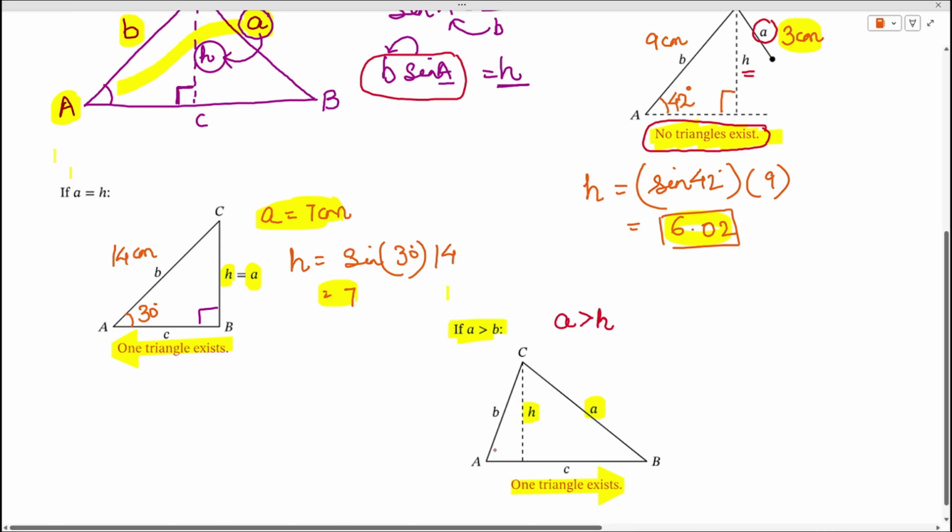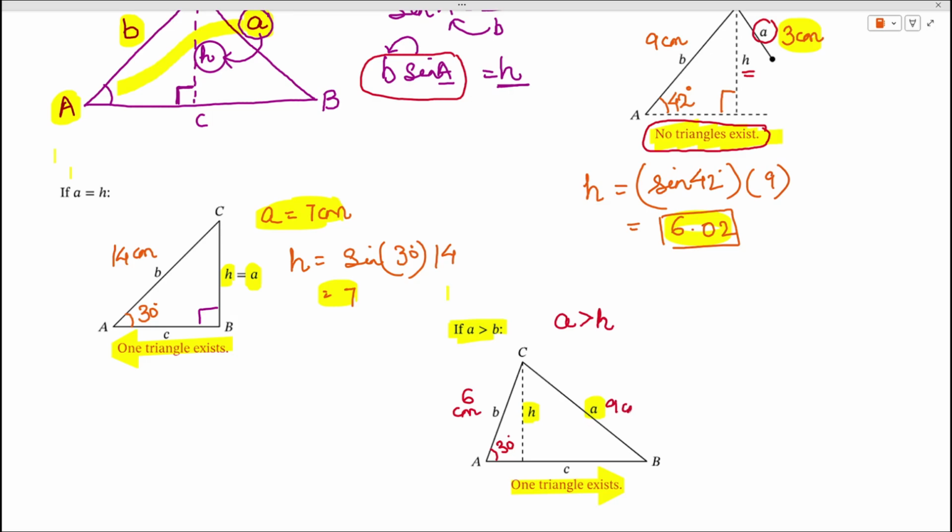Now let us consider this angle given to us as 30 degrees, the side B given to us as 6 centimeters, and the side A given to us as 9 centimeters. So the very first thing is we'll find out the height. The height is equal to sine of the angle multiplied by 6. So this gives us a height of 3.